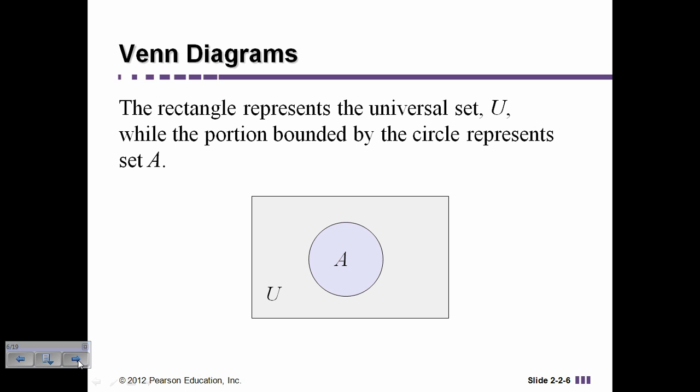So the rectangle represents the universal set U, while the circular part represents the set A. For example, the set U could be all real numbers, and A could be counting numbers. A is a part of the universal set, but it is also its own set if you think of it separately. Again, U could be all the real numbers, and A could be all of the integers. Or U could be all of the integers, and A could be whole numbers, because whole numbers are a part of integers.